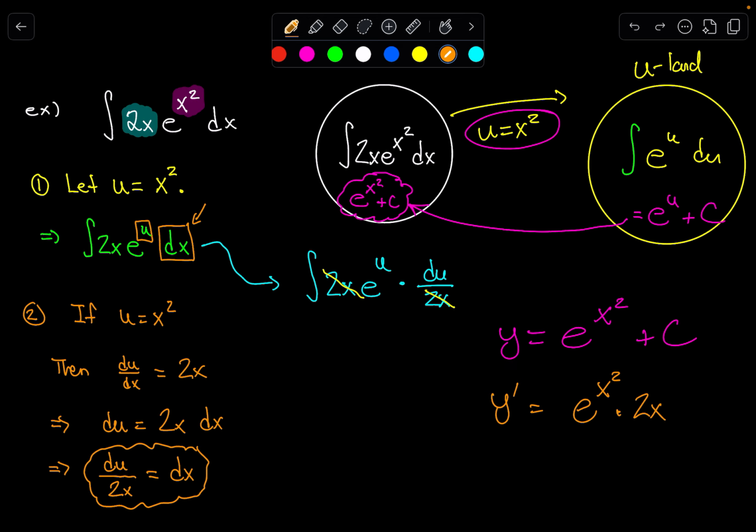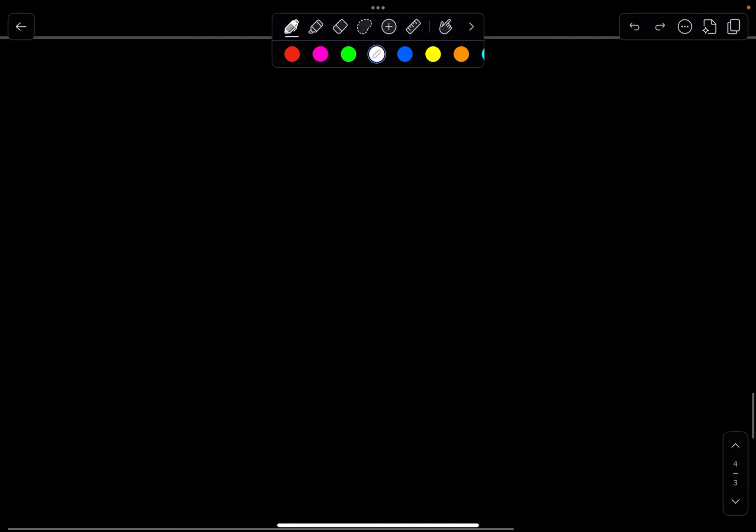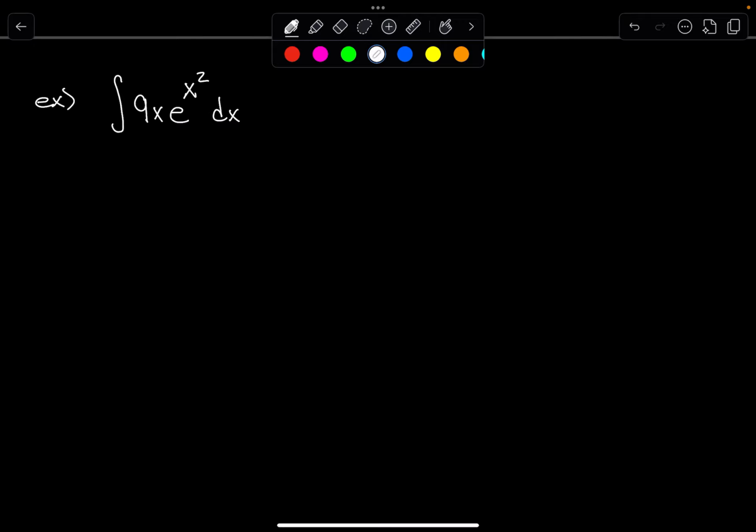Okay. So this is a pretty solid example. But maybe a question that people tend to have right now is, what if this first thing here isn't perfectly this derivative? What if we're off by a constant? Okay, and so what I mean is, let's take that same example, but instead of e to the x squared dx, what if this first term is like 9x?